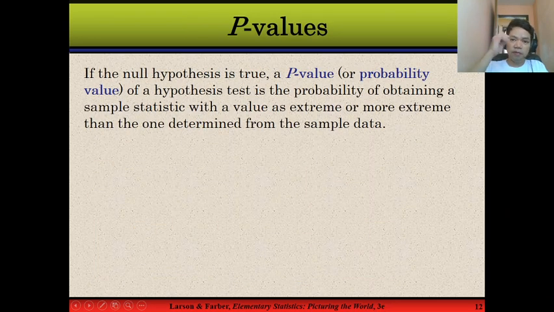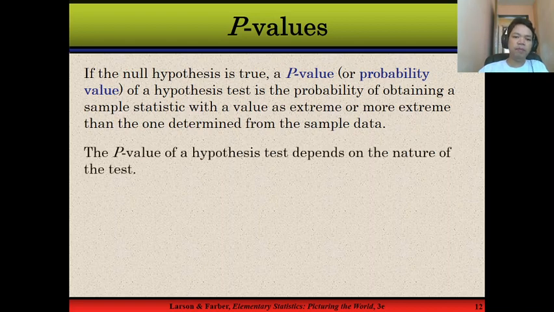Okay, so ano yung p-values? So if the null hypothesis is true, a p-value or probability value of a hypothesis test is the probability of obtaining a sample statistics with a value as extreme or more extreme than one determined from the sample data. So the p-value of a hypothesis test depends on the nature of the test.